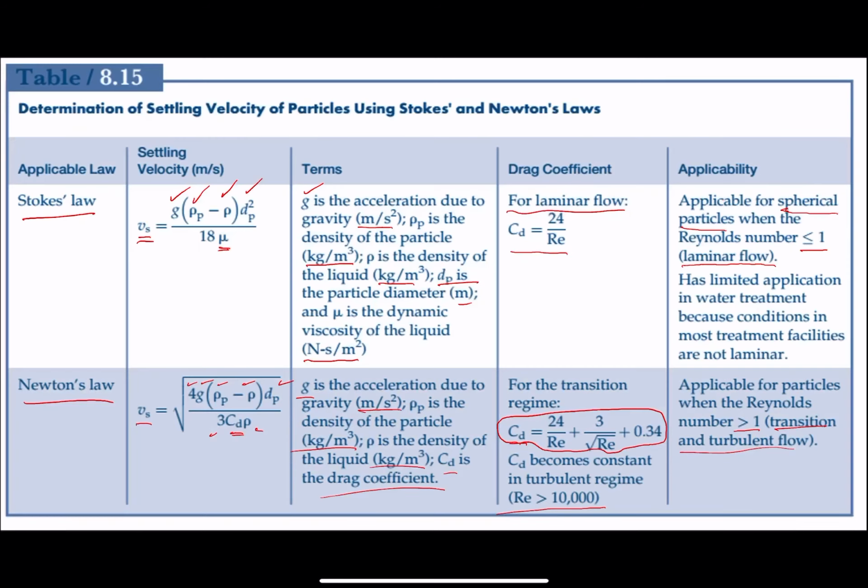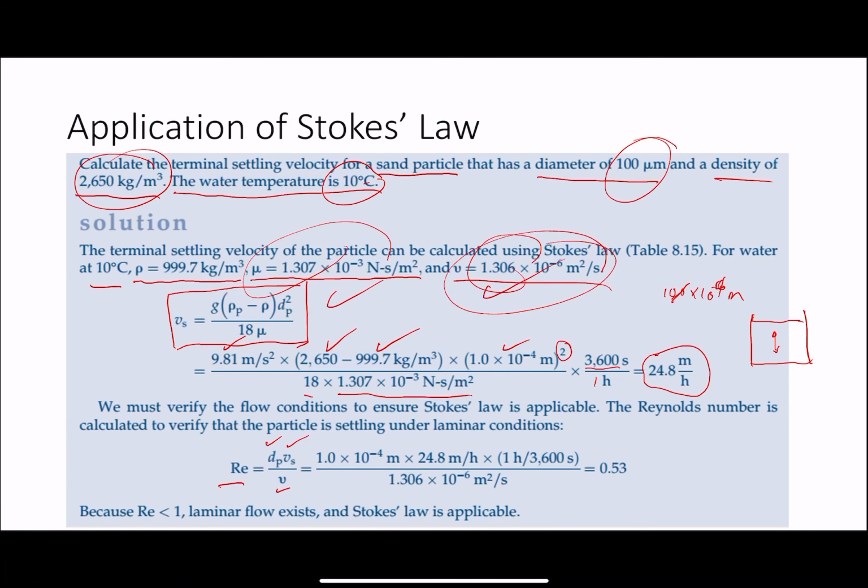Remember here in the Stokes law, we were using the dynamic viscosity for the Stokes equation. But for the other one, we are using the kinematic viscosity. So this is kinematic and this is dynamic. We put the diameter, we put the velocity, and of course, since the kinematic viscosity is per second, you have to convert this hour to seconds, and you'll end up with 0.53. Oh, nice, less than 1.